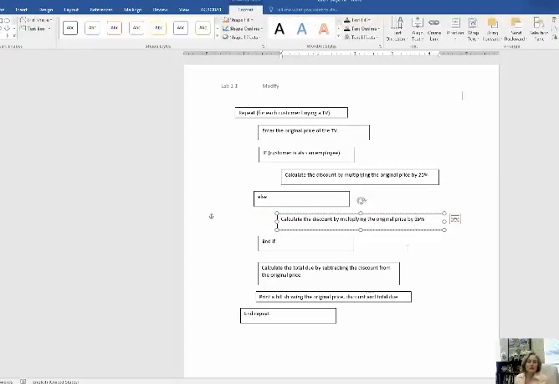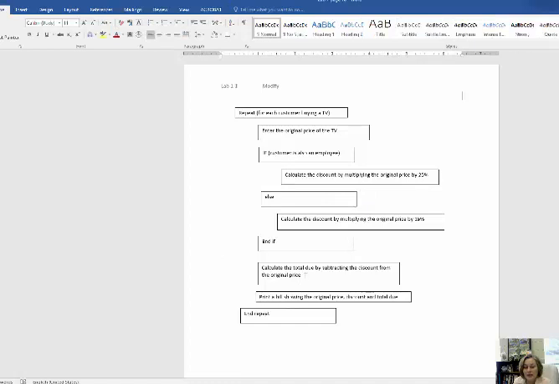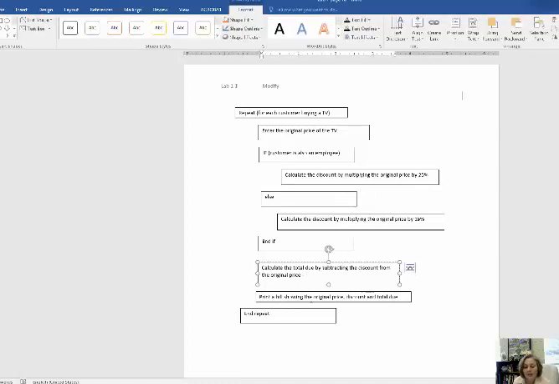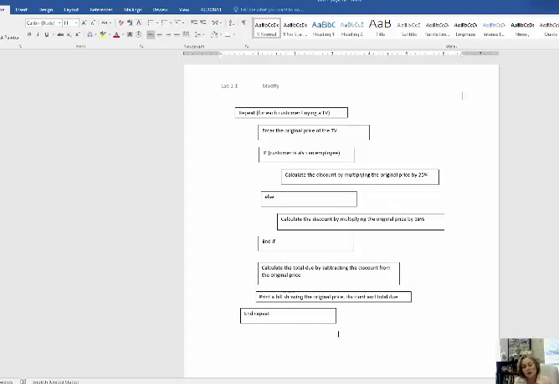So again, for every customer buying a TV, we need the price of the TV entered. We need to see if it's an employee because if the customer is an employee, they're going to get a greater discount, 25%. Otherwise, they're going to just get 15%. All of this goes together: if, else, and end if. Once we determine the discount, then we can calculate the new total amount due and we can print it back out.